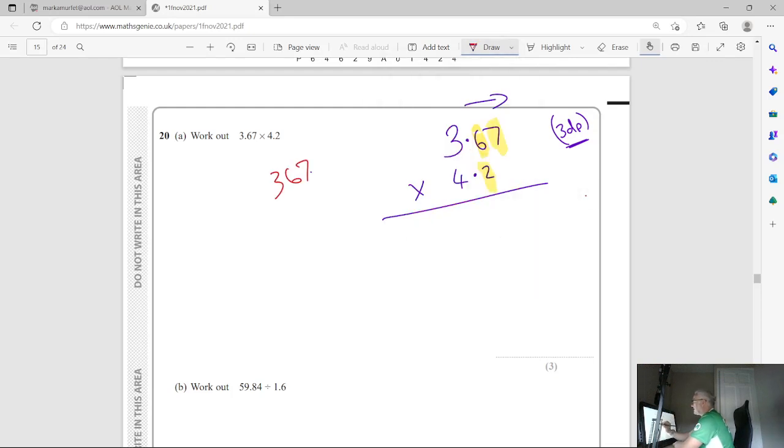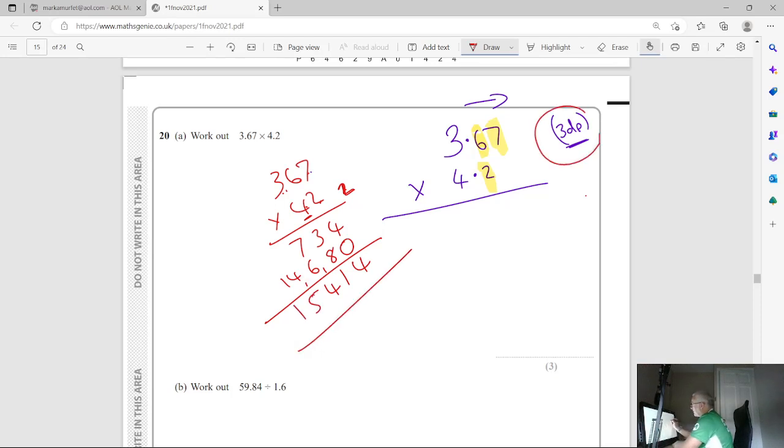So 367 times 42. 2 times 7 gives me 14. 2 times 6 is 12. Add 1 gives me 13. 2 times 3 is 6. Add 1 gives me 7. 0 for my placeholder because I'm timesing by the tens column. 4 times 7 gives me 28. Carry the 2. 4 times 6 is 24. Add the 2 is 26. Still carrying the 2. 4 times 3 is 12. Add the 2 gives me 14. So I've got 4. 3 and 8 gives me 11. 13 and 1 gives me 14. 4 and 1 gives me 5. And 1 gives me that.